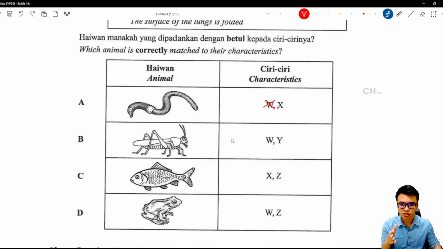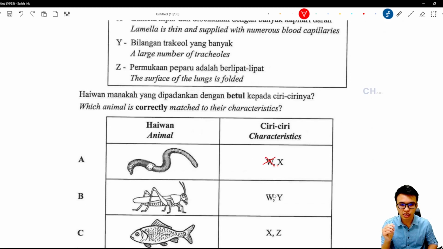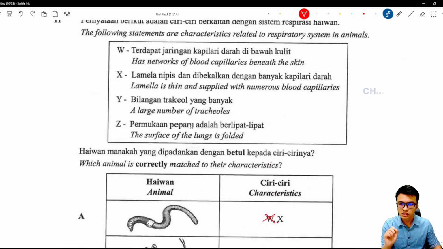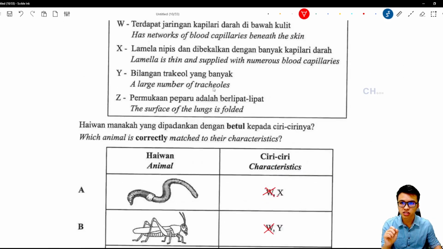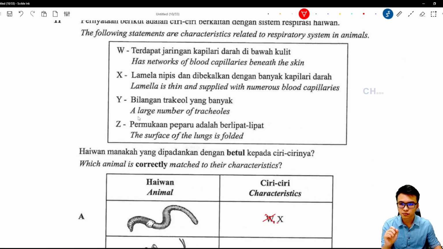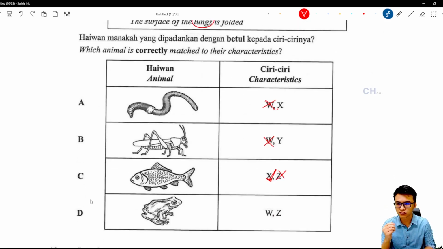B is an insect, grasshopper. W is a network of capillary. Again, insect got no blood capillaries. So B is wrong. C is a fish. Fish lamella is thin, it has lamella for gaseous exchange. And then Z, the surface of the lung is folded. Fish doesn't have lungs. So the final answer here should be D.